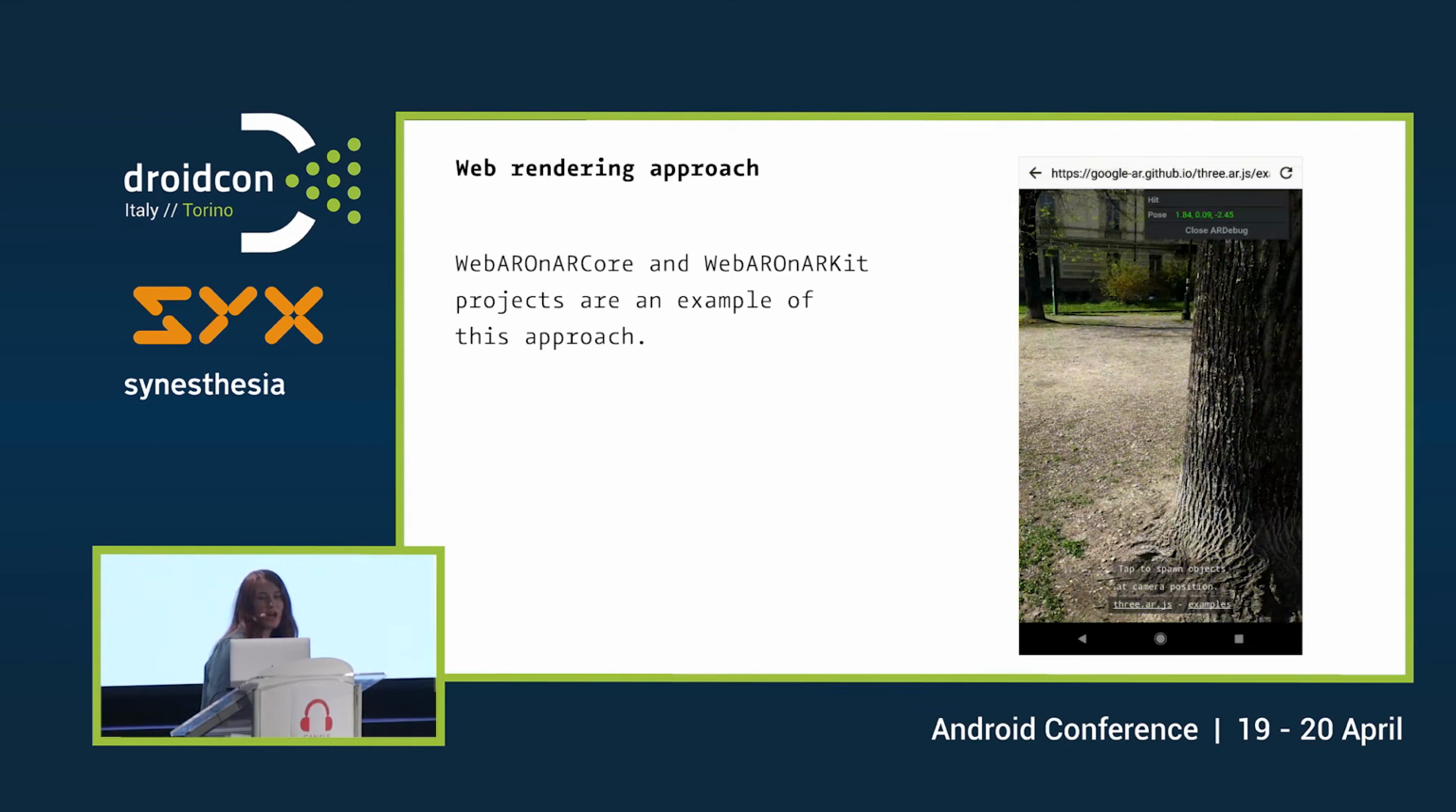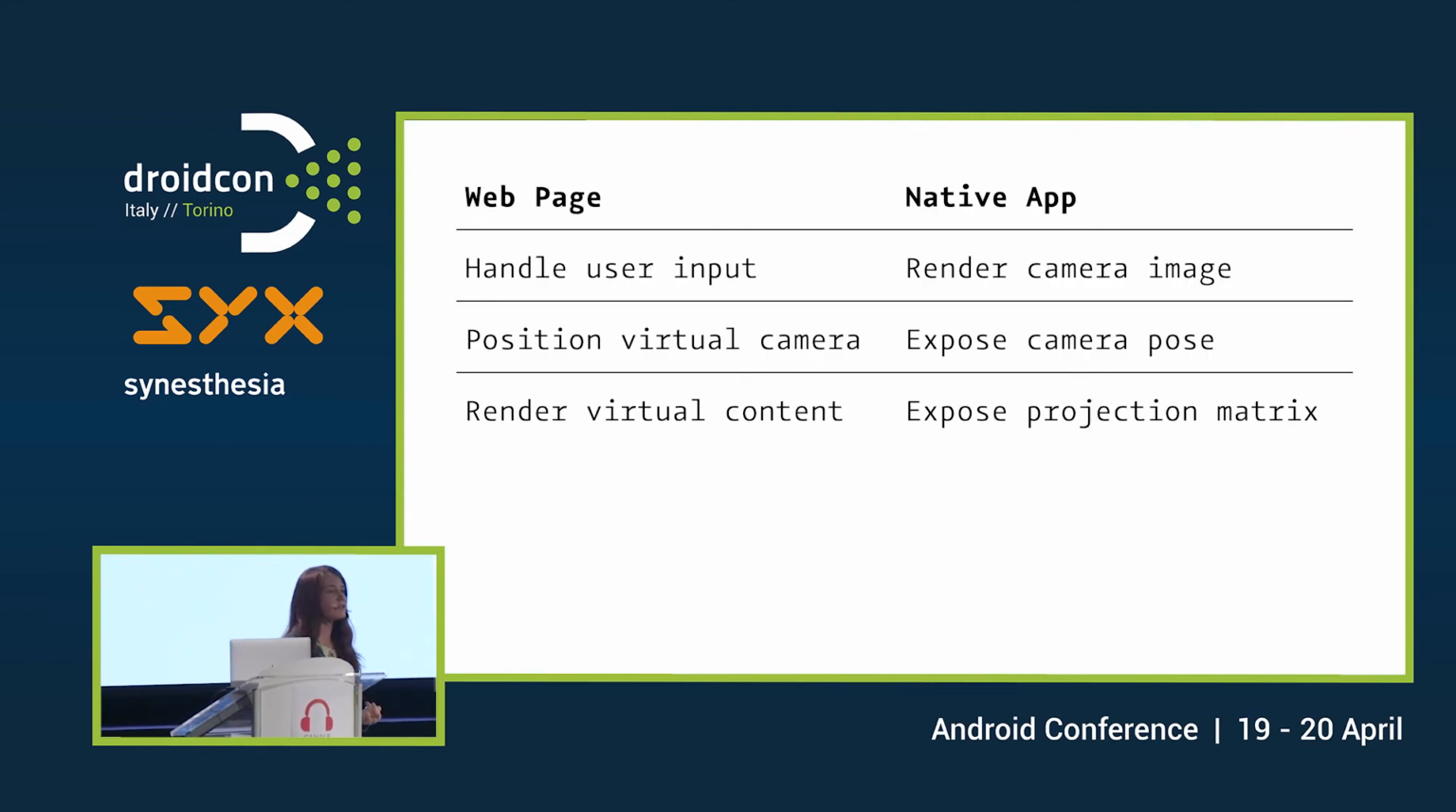Both of these projects have come out of Google, and they're super, super fun to play around with. I really enjoyed some of the samples that they've put out there, and working with the Three.js library is a breeze for rendering. So I'd highly recommend taking the time to look through these libraries and try them out, because they're awesome. So just to break it down again, the web page in this case is handling user input, it's positioning the virtual camera, and it's rendering all of the virtual content, while the native app is responsible for rendering the camera image, exposing the camera pose, and exposing the projection matrix.